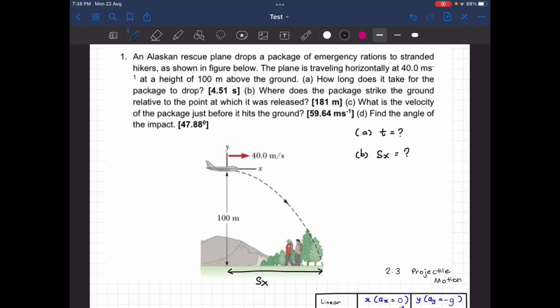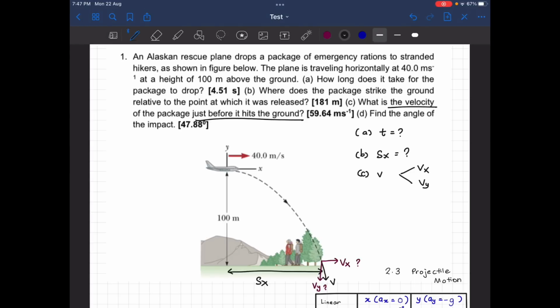Okay. How about C? C, what is the velocity of the package just before it hits the ground? The velocity just before it hits the ground would be here. This one is our V. But in order to find our V, we need to find the value of our Vx first, and then our Vy. So the keyword is C. It wants V, but to find V, we must first find our Vx and then our Vy.